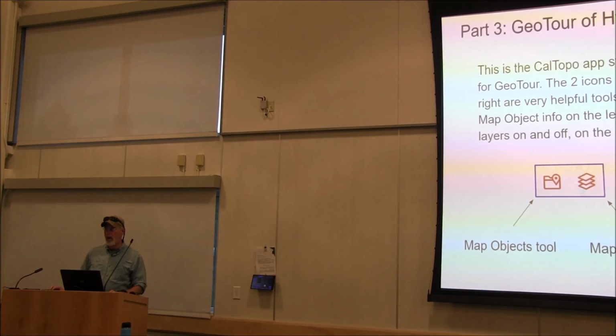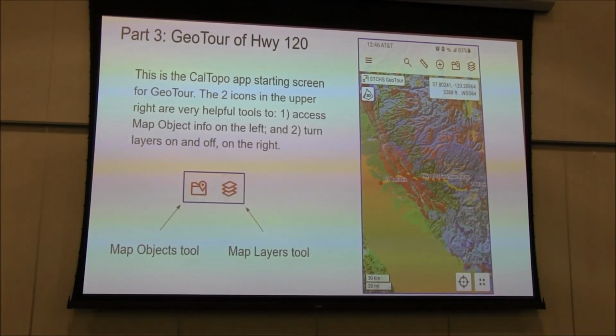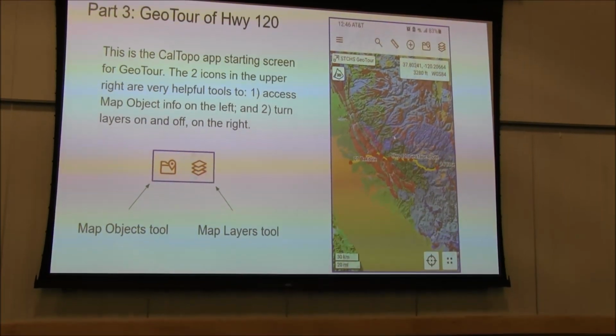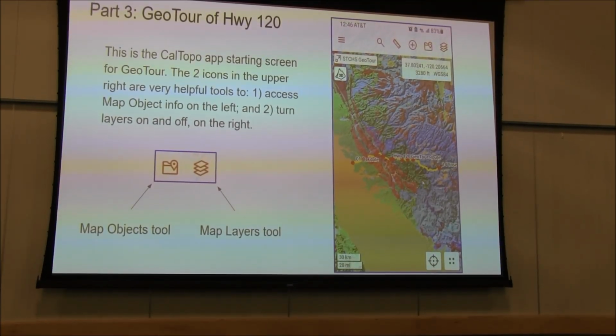Okay. On your phone, this is a screenshot of my phone. You should get something that looks like this, a map with all these different colors on it. Each one is a different geologic rock type. And the yellow line is the tour, and the red dots are different places that I put on with different, interesting, to me, unique geology.